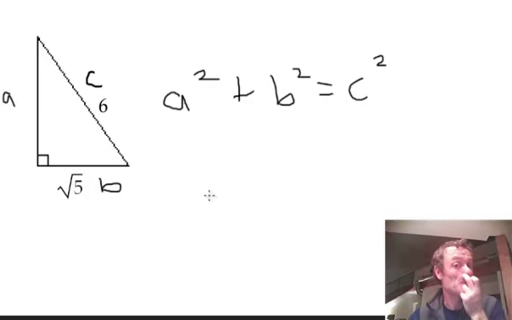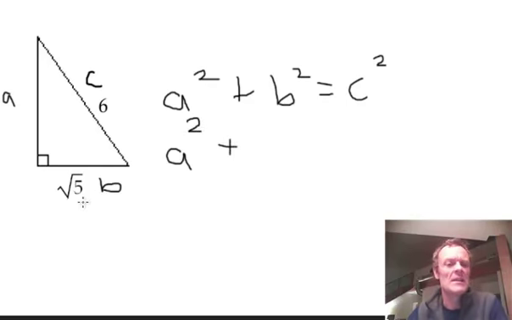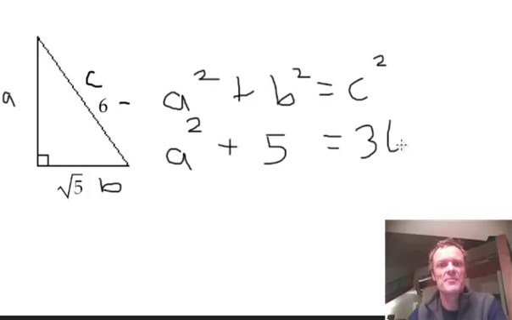Right, so let's have a look at this. Let's call this a squared. Don't know what it is. Now here's where we've got to use things we've learned so far. What's b squared? In other words, what's root 5 squared? Root 5 times root 5 is 5. C squared, good old 6. 6 squared is 36.